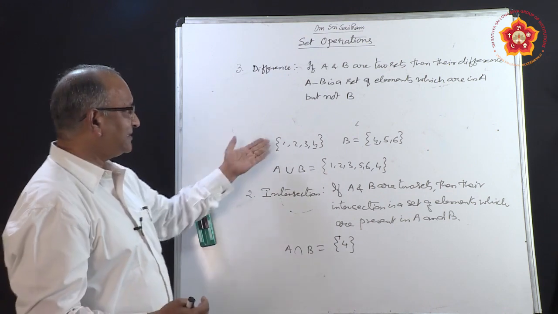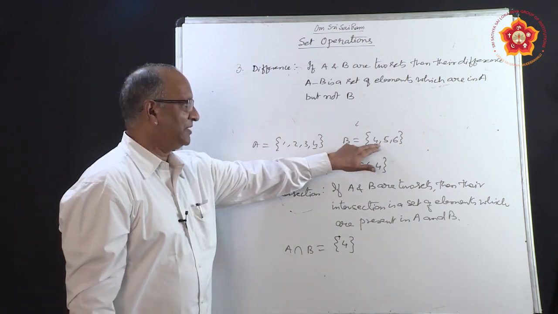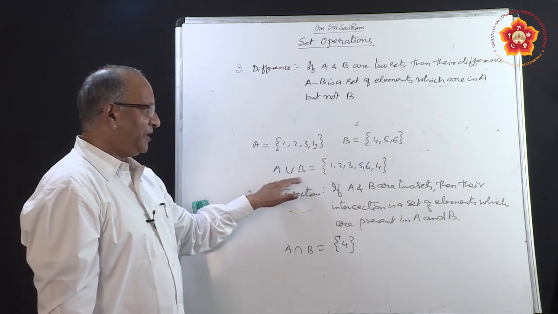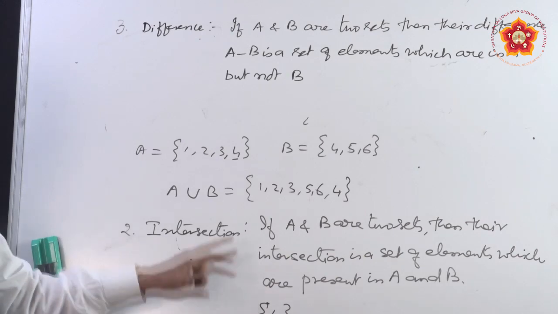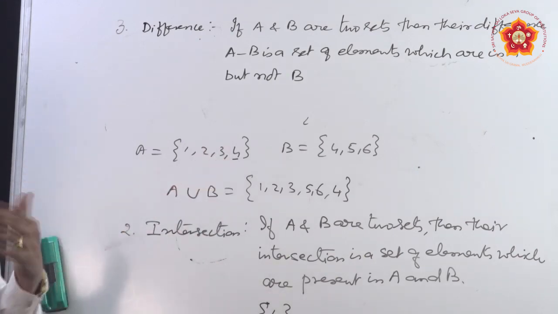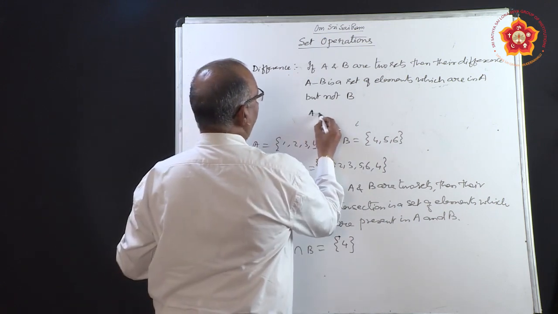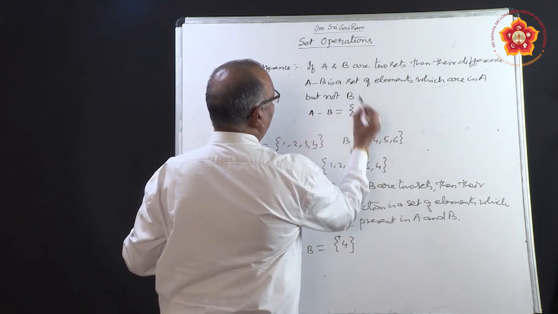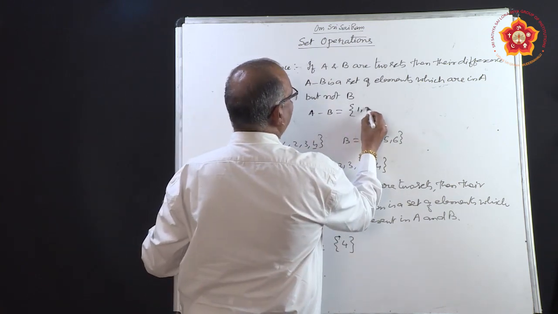So, for example, A is equal to the elements 1, 2, 3, 4, B has elements 4, 5, 6. We found out A union B, the collection of all elements, and A intersection B, the common elements. Now, if you have to write A difference B, how do you write? We will say A difference B contains the elements which are in A but not in B. So, the answer is 1, 2, 3.